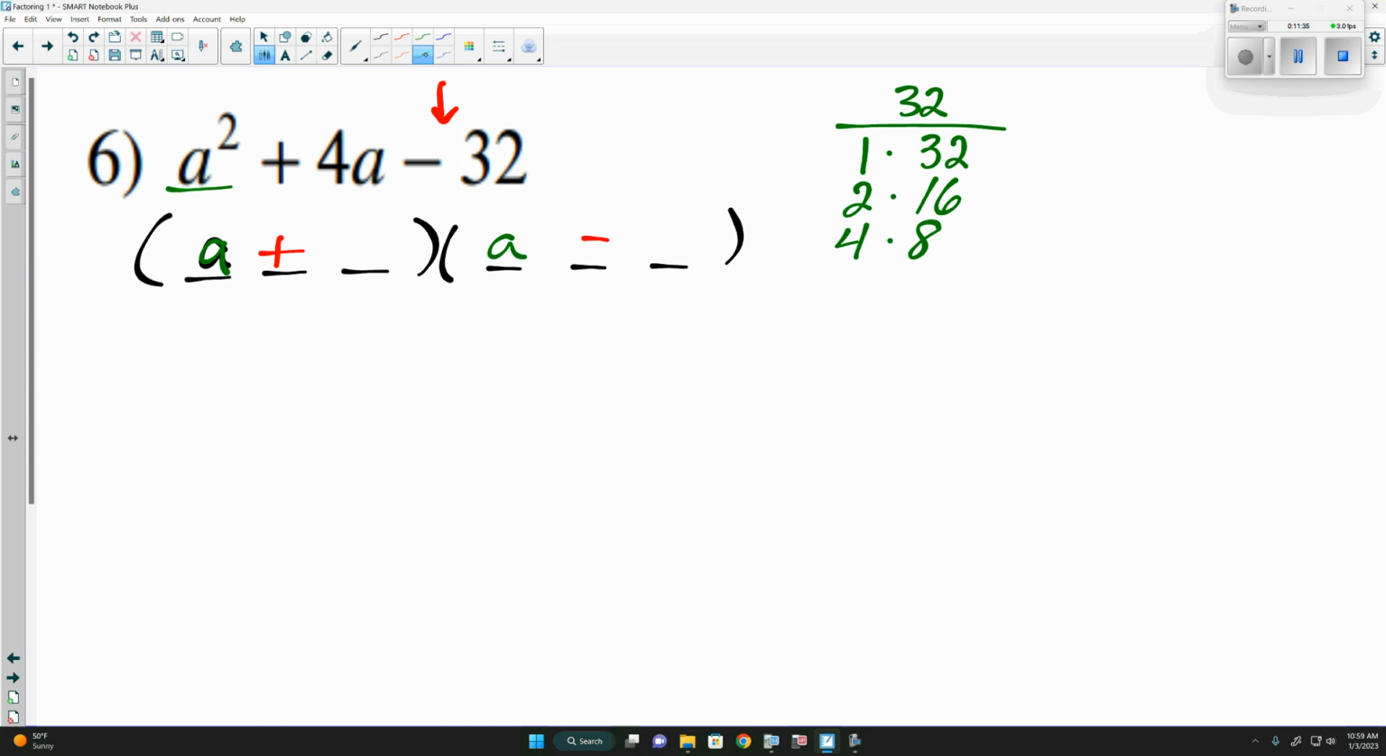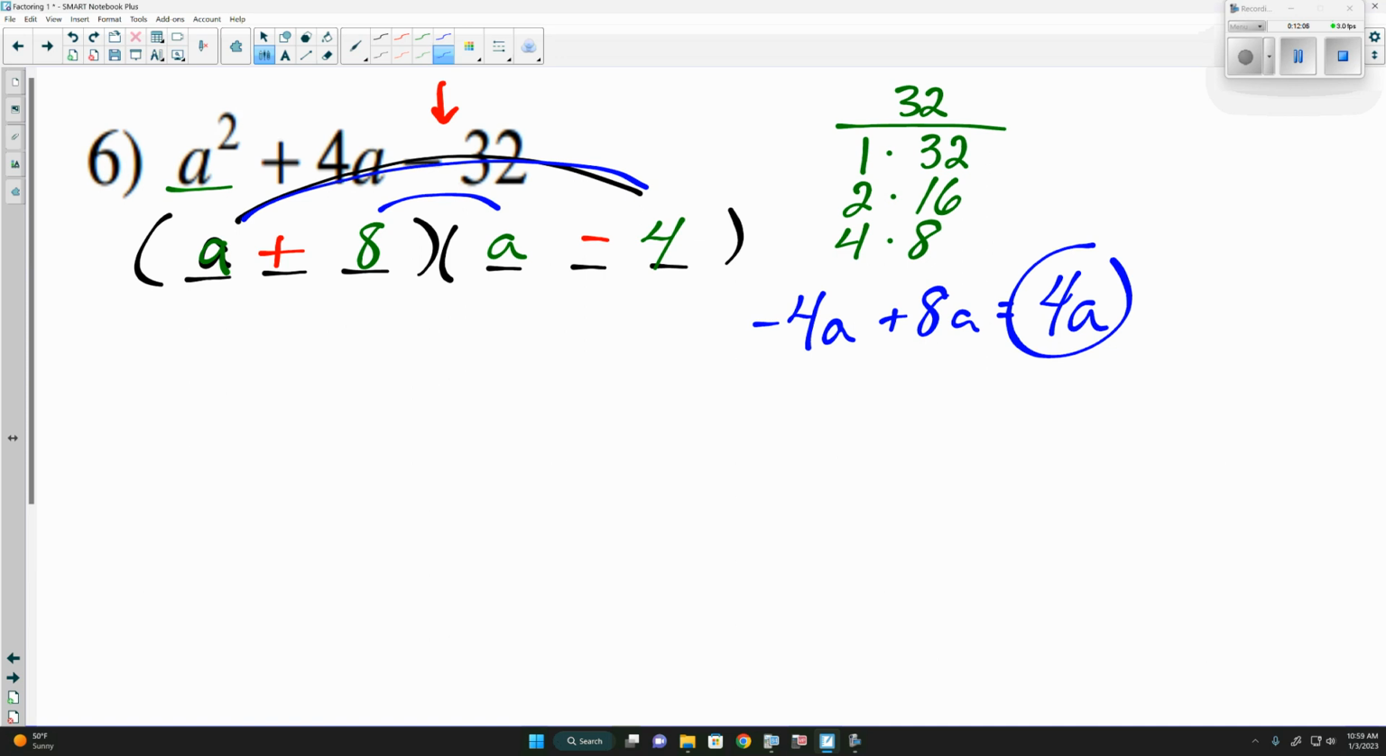Now we need to determine which one do we want to try first. 4 and 8. Which one do we want to be positive? 8. Because here the middle term is positive, so we want the bigger number to be positive. And we can check. And if we check this here, a times negative 4 is negative 4a. 8 times a is plus 8a. And negative 4a plus 8a is positive 4a. That is the middle term we wanted. So these here are our factors.